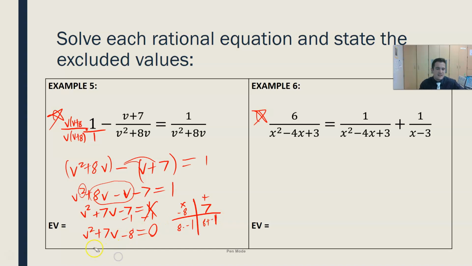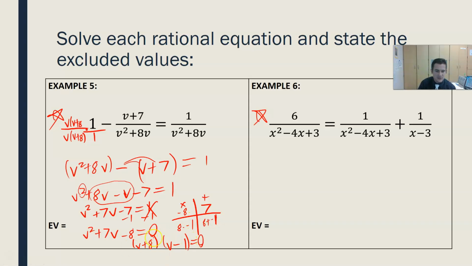So if I write this in factored form, I'm going to get v plus 8 and v minus 1. And all of that is set equal to 0. And I know how to solve this, right? Hopefully this isn't too hazy. This is a review from Unit 4.